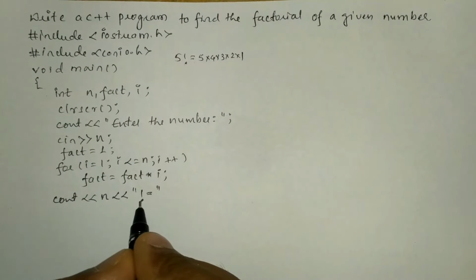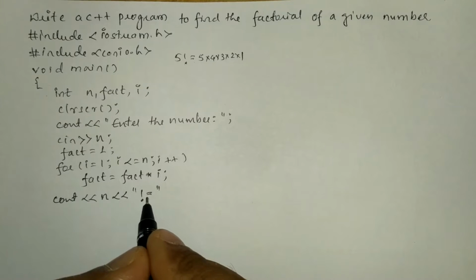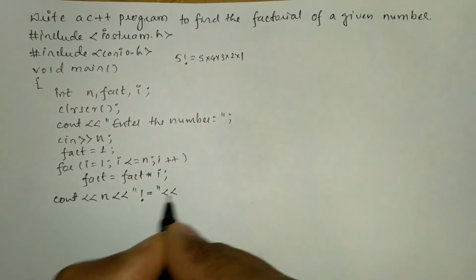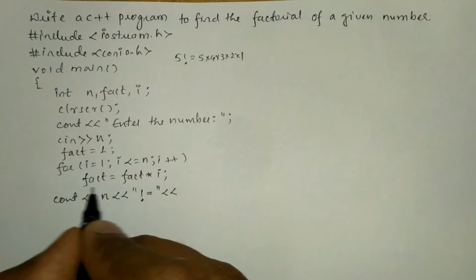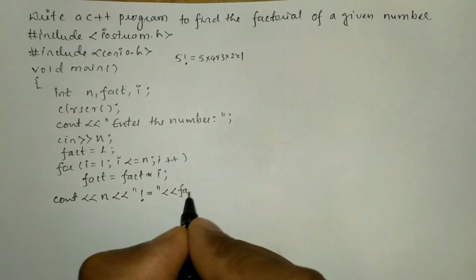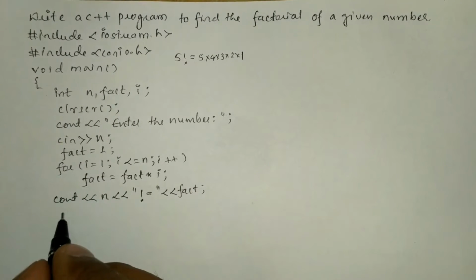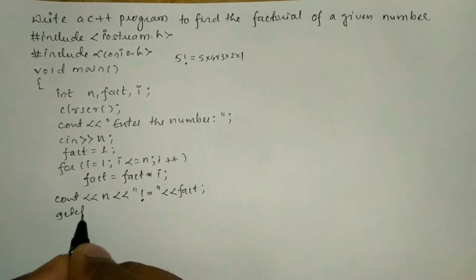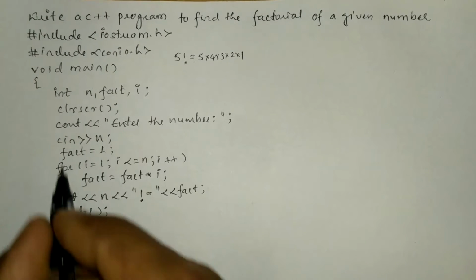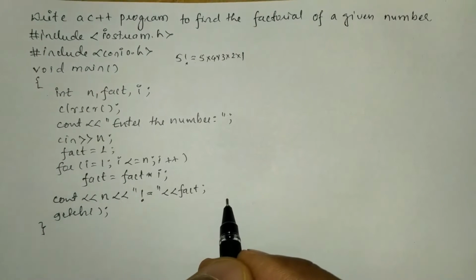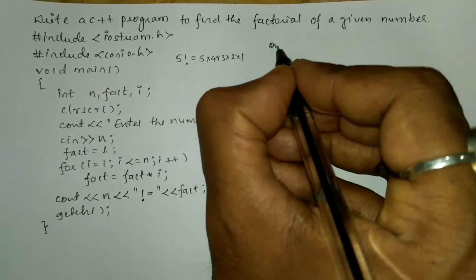So whatever you put in double quotation marks will be printed as it is. Next I'm going to use the stream insertion operator and the value will be stored in a variable called fact. Here I'm going to write fact, and then here I'll write the getch function and then the curly closing brace for this main function. Now let us take an example.